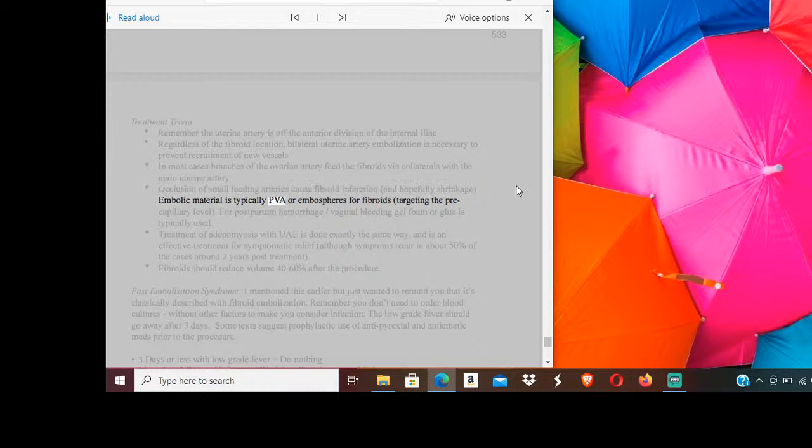Embolic material is typically PVA, or Embospheres for fibroids, targeting the pre-capillary level. For postpartum hemorrhage or vaginal bleeding, Gelfoam or glue is typically used. Treatment of adenomyosis with UAE is done exactly the same way, and is an effective treatment for symptomatic relief, although symptoms recur in about 50% of the cases around 2 years post-treatment. Fibroids should reduce volume 40 to 60% after the procedure.